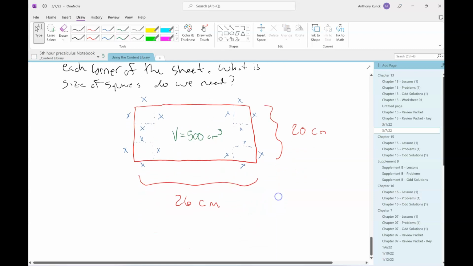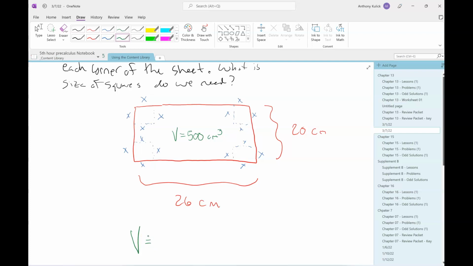All right, here's the big brain buster question for you. Let's go back to our geometry. I know it was a long time ago. How do we find the volume of a box? Length times width times height.